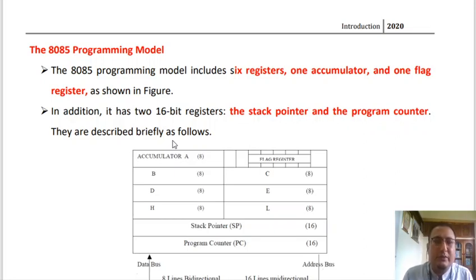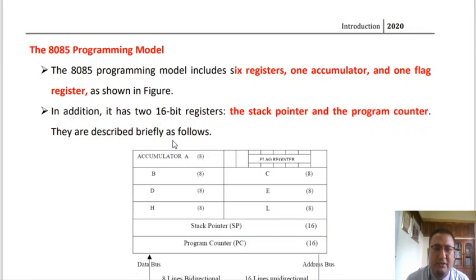So in today's class, we're going to discuss the 8085 programming model. Now, the 8085 programming model, as we've already discussed, includes 6 registers, one accumulator and one flag register as shown in the figure. In addition to that, it has a stack pointer and the program counter.